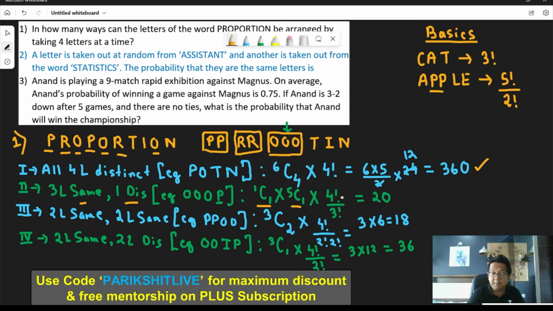4 factorial. Because 3 of them are repeating, 4 factorial by 3 factorial, right? So 5 into 4 factorial by 3 factorial is 4. So 5 into 4, 20.